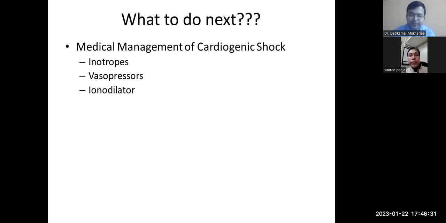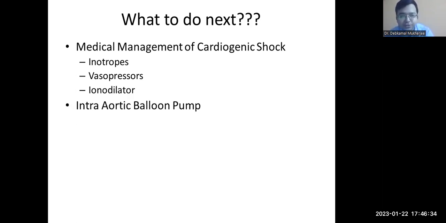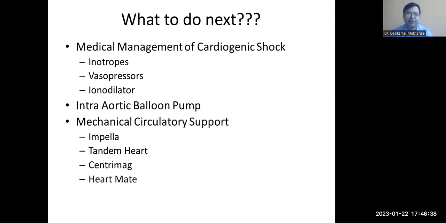So the other options which we had for this kind of patient are the intra-aortic balloon pump or other mechanical circulatory support devices like Impella, TandemHeart, CentriMag, or HeartMate. VA ECMO is also an option for this kind of patient. So first of all, what we decided is that we should immediately shift this patient to the cath lab, do the reperfusion, and see how the patient responds to it.